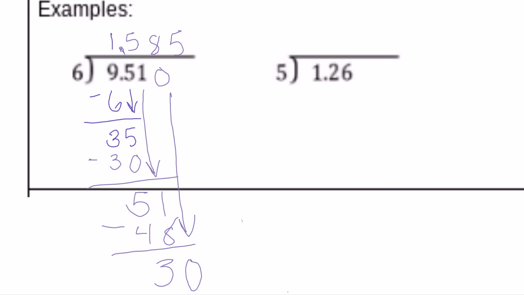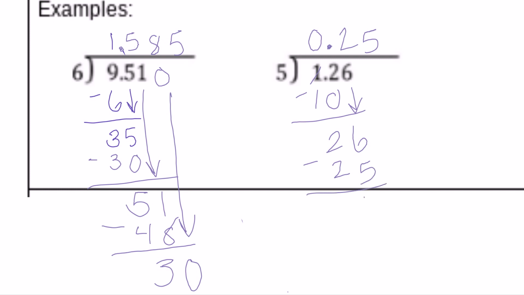So 5 cannot go into 1, so go ahead and put a 0. And then we're crossing over the decimal, so put the decimal in your answer. And then 5 can go into 12 2 times. Subtract 10 from 12, and you get 2. Drop down the 6, so 26. And 5 can go into 25 5 times. Subtract that, and you get 1.